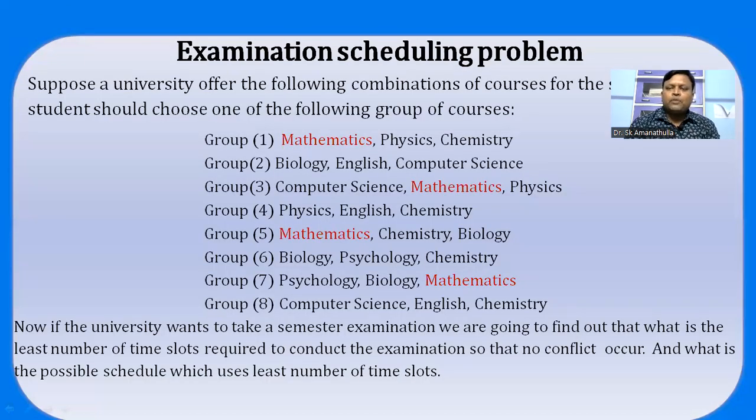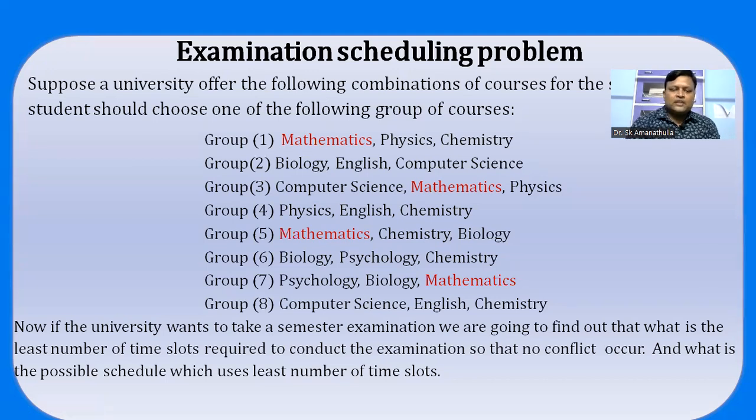Here we consider a real life problem, the examination scheduling problem, and solve it by using the technique of graph theory, especially graph coloring. This problem can also be used for examination scheduling in the NEP 2020 syllabus. What is the problem? There are 8 groups of subjects. The first one is mathematics, physics, chemistry. The second one is biology, English, computer science, and so on. There are 7 subjects: mathematics, physics, chemistry, biology, English, computer science, psychology.